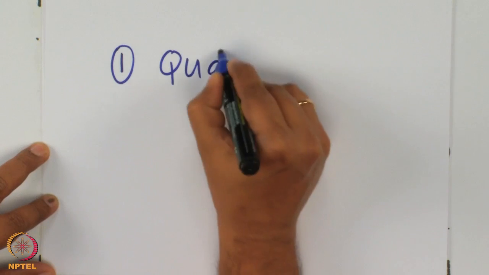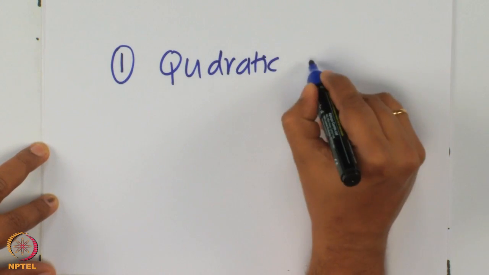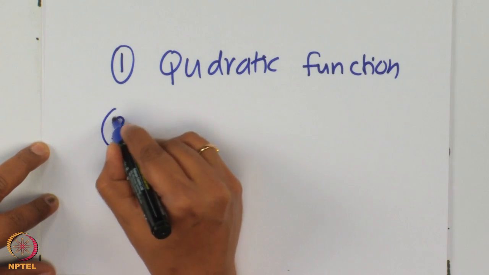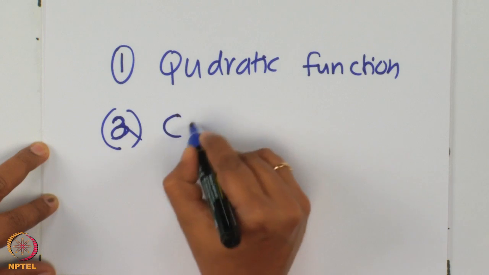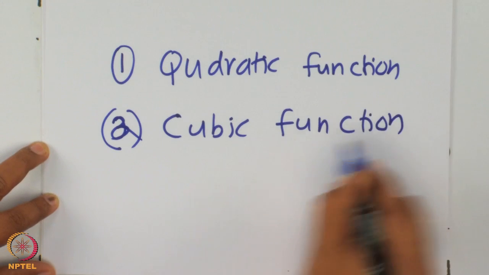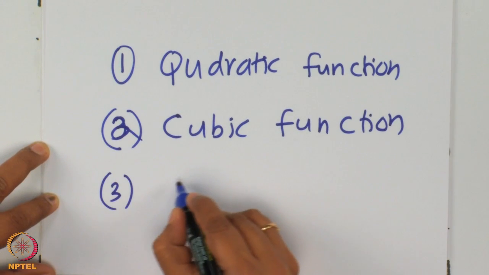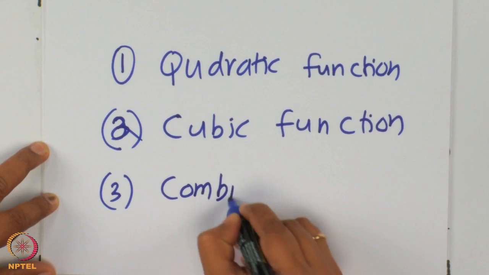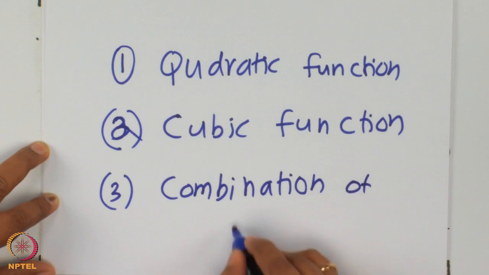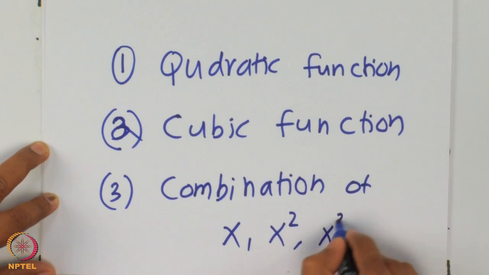So in this lecture we will summarize with the following. What did we learn? So this is our summary. We learned the quadratic function. Second thing we learned is the cubic function, and we briefly talked about combinations of x square, x cube, etc.